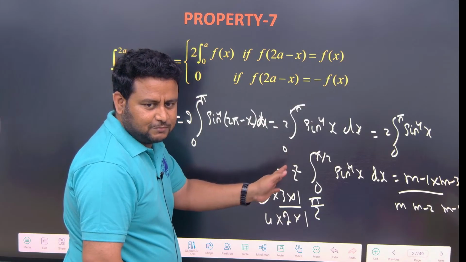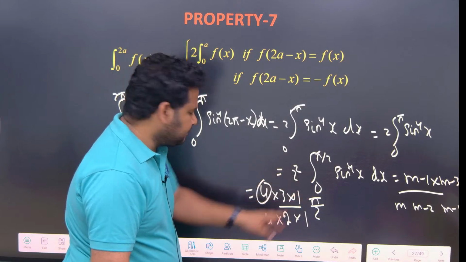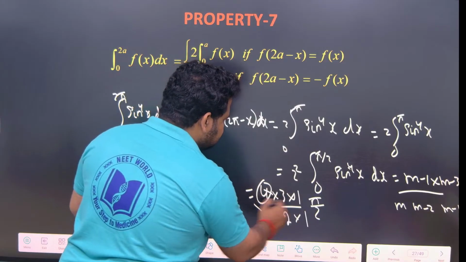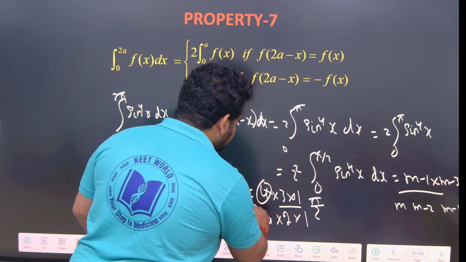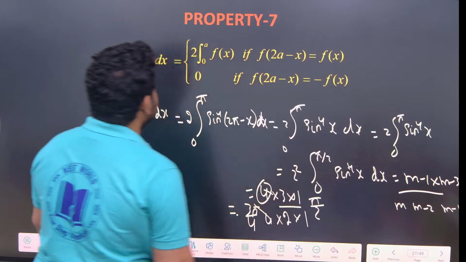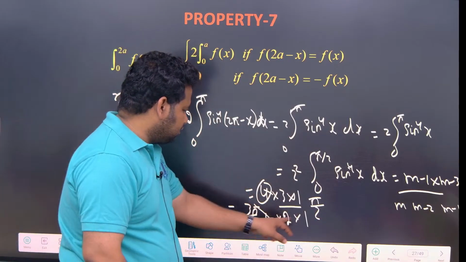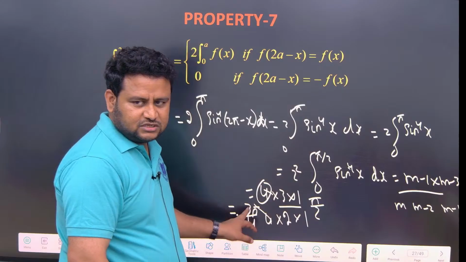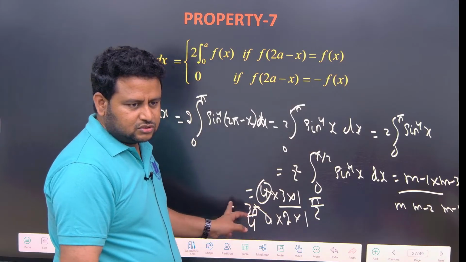I will be telling about Wallis formula in the next class. Here I can use Wallis formula. So this will give me what? 4 and 4 cancel. This will be what? 3 pi by 4. Okay, 3 pi by 4. 2 into 2 is 4. Okay, 3 pi by 4. This is the answer. Clear? So 3 pi by 4 we will get.